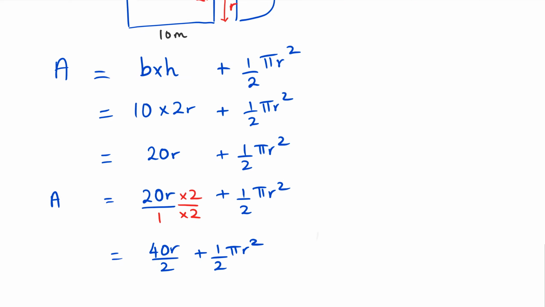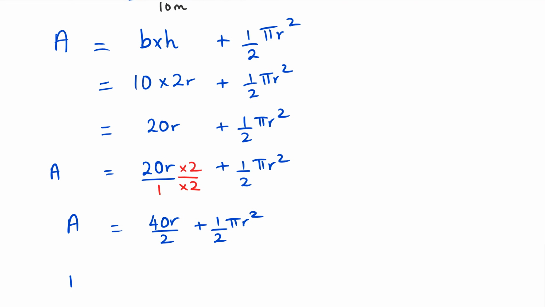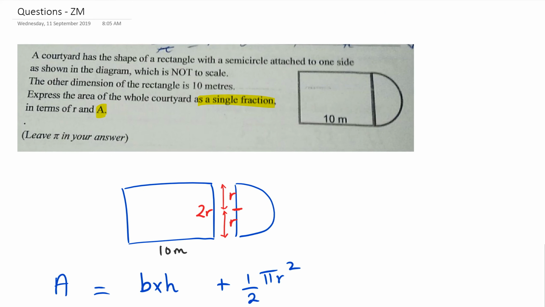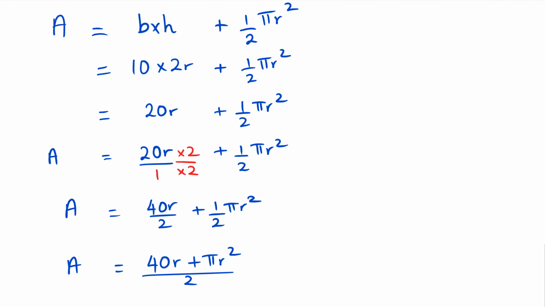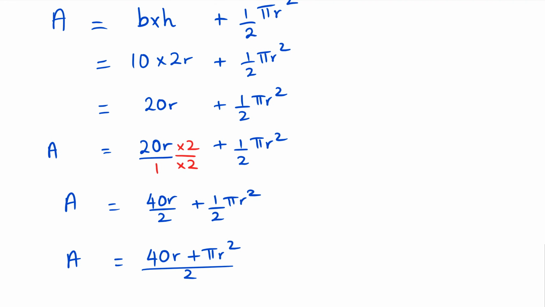Now also, if you remember, the question says leave pi in your answer. So that means we can combine this now as a single fraction, which is going to be 40r plus pi r squared, and the whole thing is divided by 2. I am guessing this is probably what they were thinking about in terms of r, but I reckon the question should have said something like express the area in terms of r, and that's just my thinking, guys.